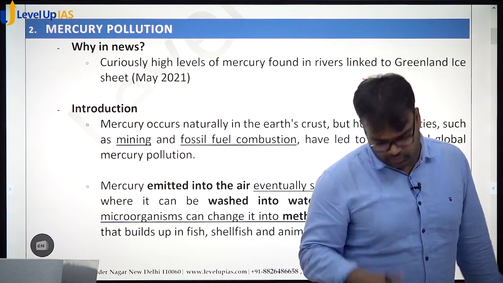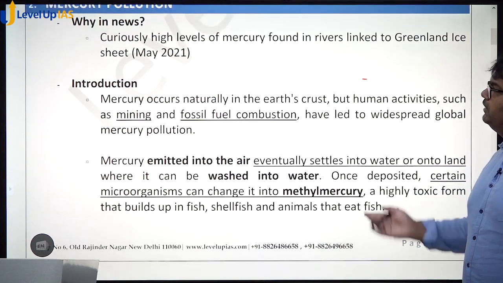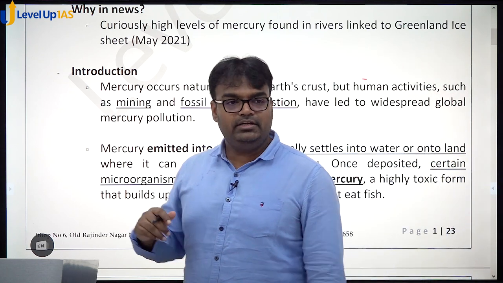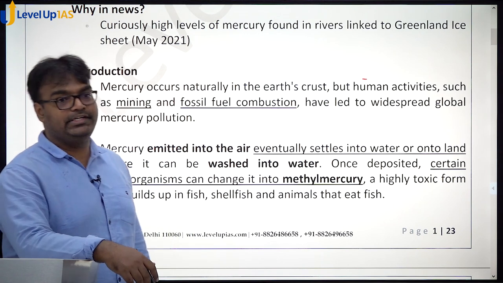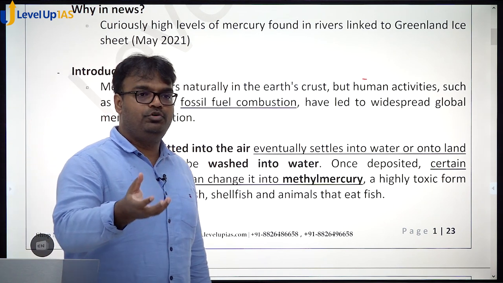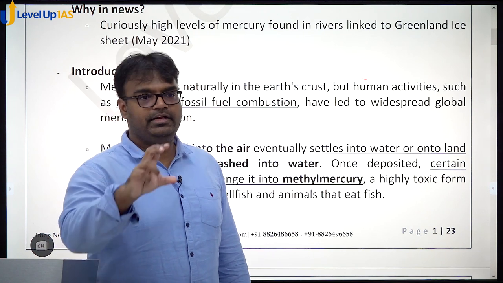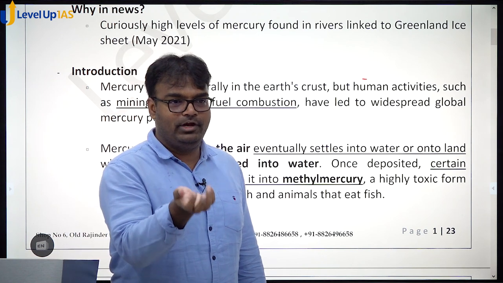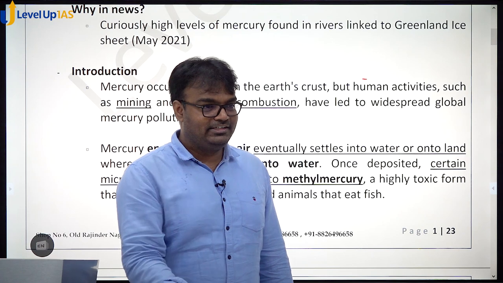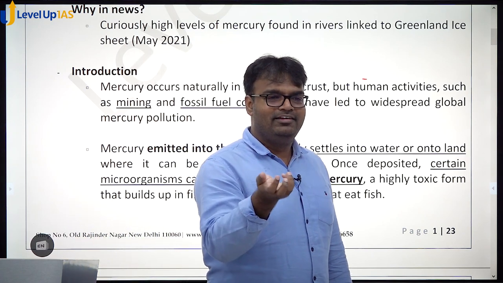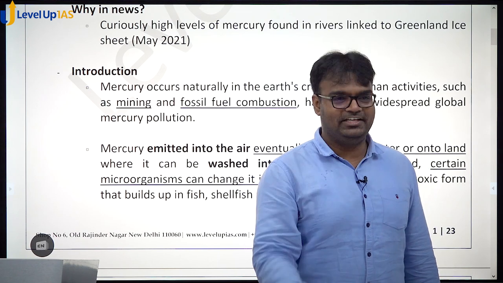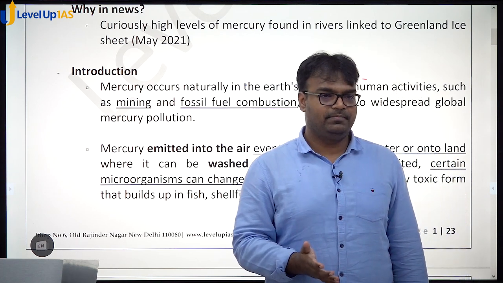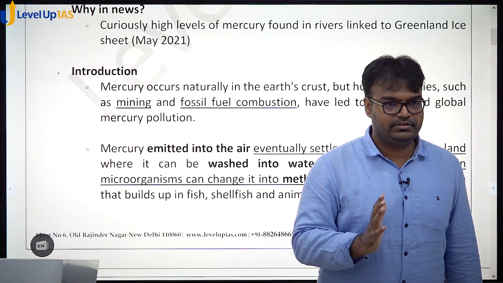So, first of all, what is mercury? Mercury is a heavy metal, Hg. If you remember your class 9 or class 10 labs, there mercury would be contained, a liquid metal in a small box, and when you held it for the first time, you were surprised by the weight. You were expecting that such a small box wouldn't weigh much, but it was pretty heavy because mercury is one of the heaviest metals. It is liquid at room temperature.